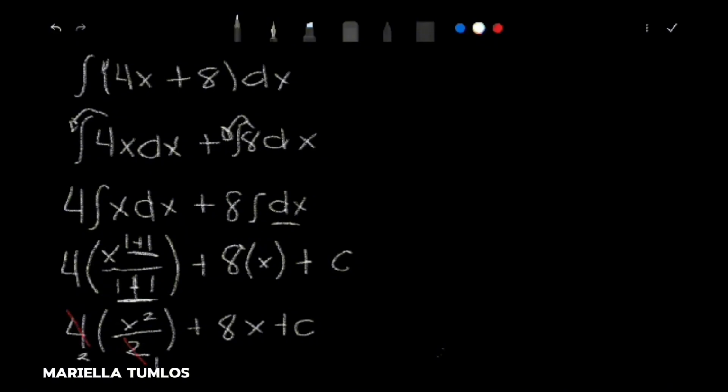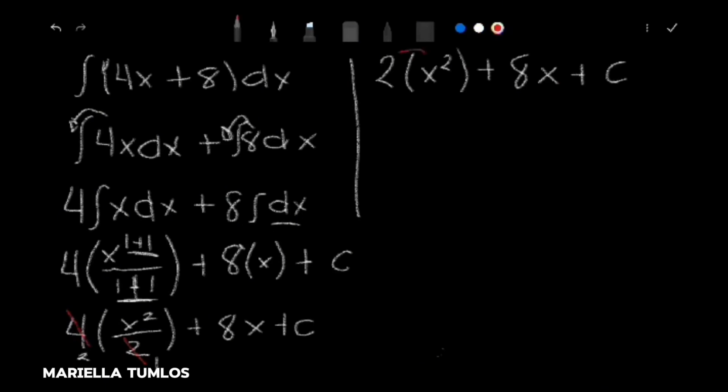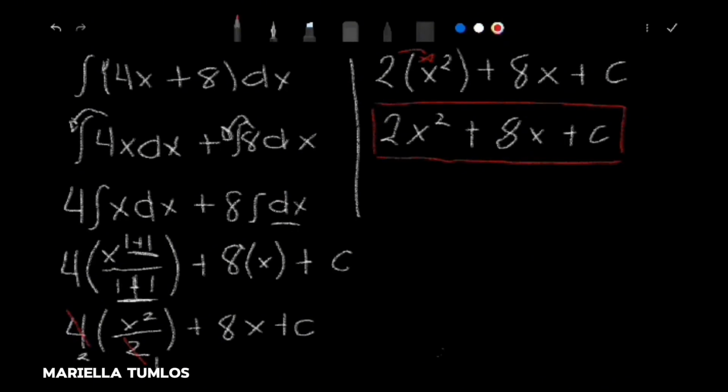And after that, we can already simplify, and we need to write the 2 times x squared plus 8x plus c. And after that, we can already multiply the 2 by the x squared, and then the outcome of it is 2x squared plus 8x plus c. And then we can already see the final answer of our problem.